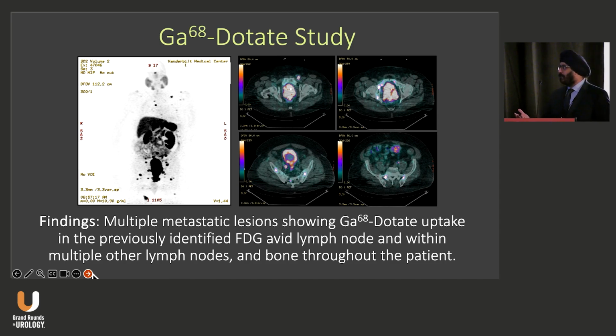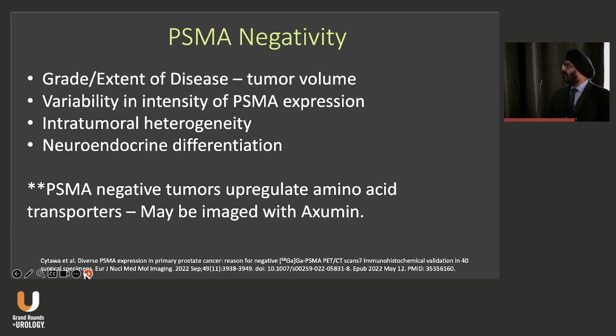And then they wanted us to biopsy the lymph node also, but we told them to get a gallium dotatate study because of small cell lesions. And you can see many more positive lesions in the chest, abdomen, and pelvis. So with small cell cancer on biopsy, remember to get a dotatate scan. PSMA negativity can be dependent on the tumor volume, variability and intensity of PSMA expression, intratumoral heterogeneity, and neuroendocrine differentiation. PSMA-negative tumors can upregulate the amino acid transporters and maybe be imaged with fluciclovine.